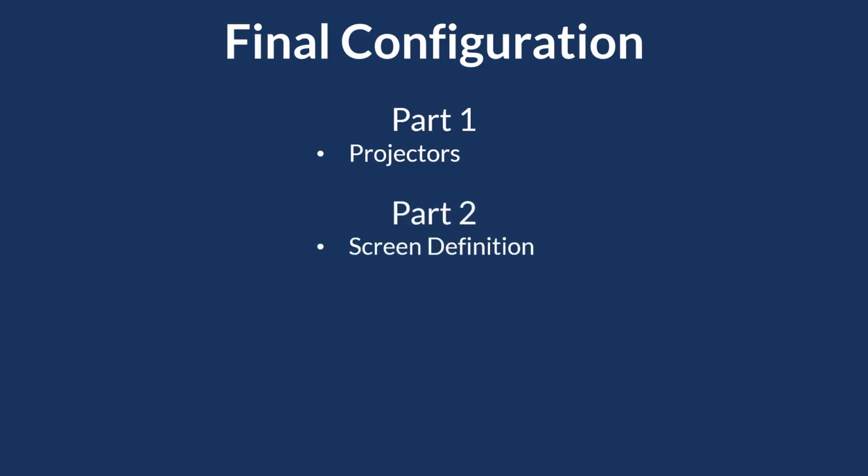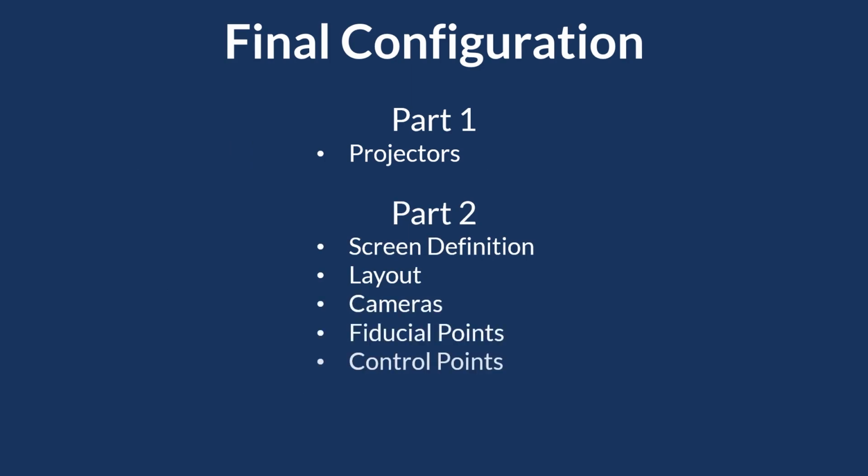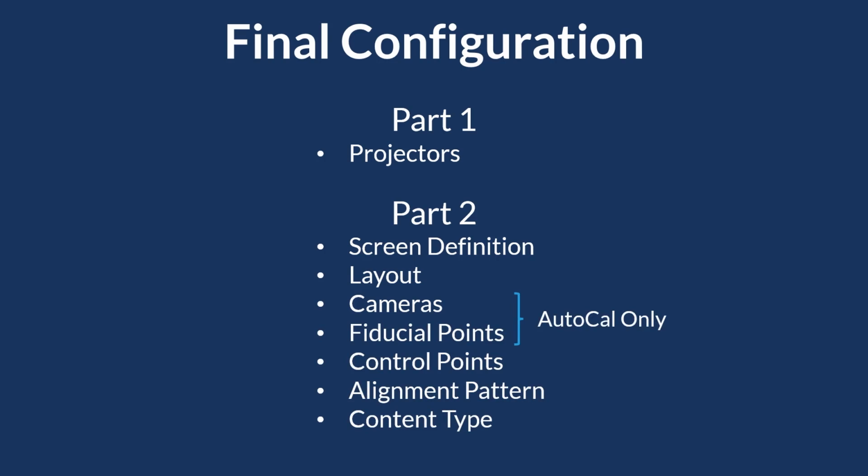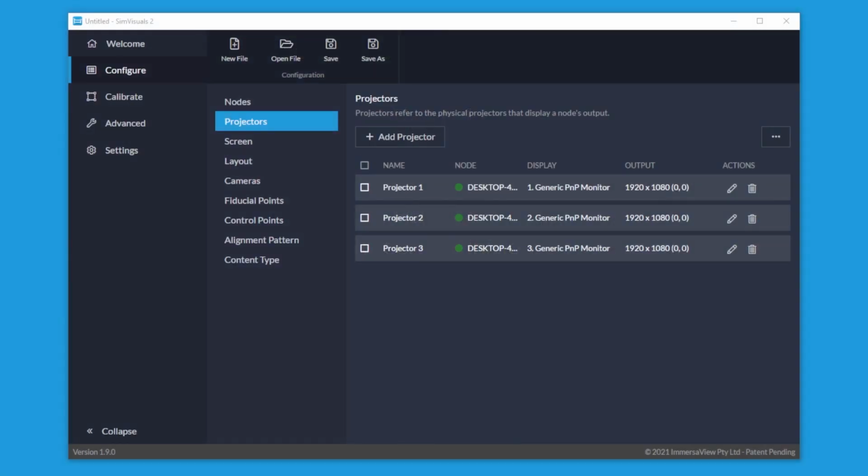In part 2, we'll have a look at the screen definition, the layout of the projectors, adding cameras and fiducial points, control points, the alignment pattern, and defining the content type. It's worth noting that cameras and fiducial points is for AutoCal only. So let's jump across to the user interface and we'll have a look at where we were last time.